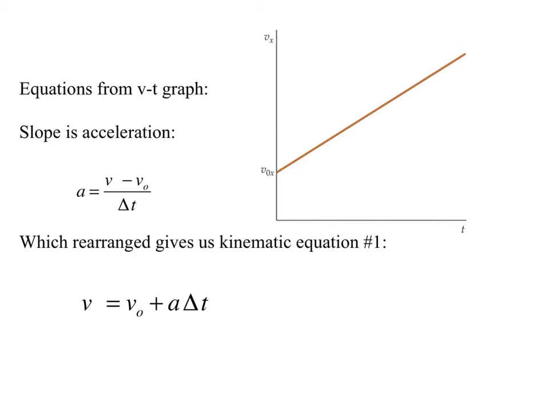Here, we can see that for our velocity time graph, the slope gives us acceleration. If we rearrange this equation around, then we get our kinematic equation. Remember that for a graph, this is very similar to y equals mx plus b, where on the y-axis we're going to have final velocity. Our slope is going to be acceleration. On the x-axis we have our change in time, and then our y-intercept is our initial velocity.